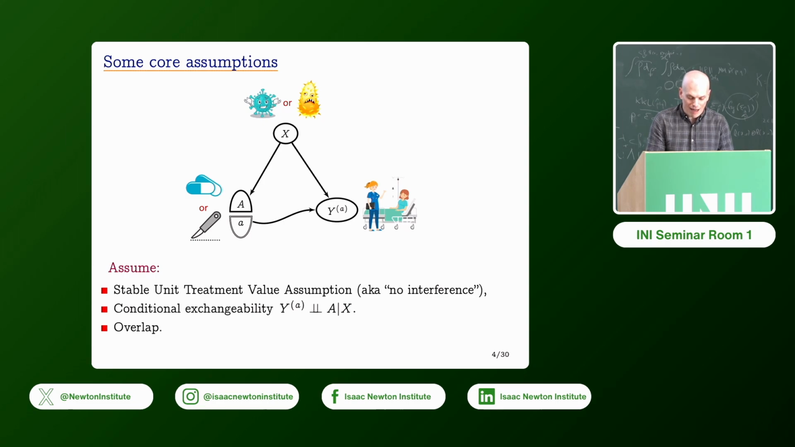And then overlap is basically saying I'm not going to draw any conclusions about things I've never seen. So if I never gave pills to someone with a severe form, what would happen if I gave them pills? Well, I don't know, I never tried it, okay? So that's sort of amounting to saying that everything that I'm making conclusions about are things that I have to have seen in the training data. All right.